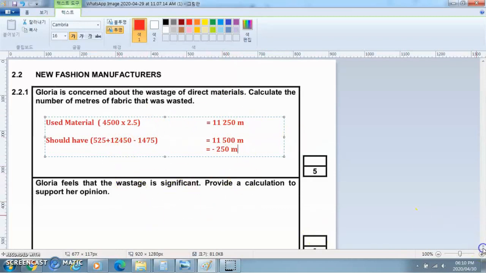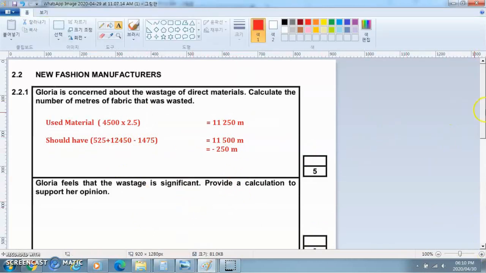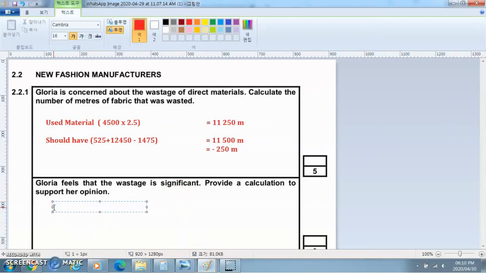Okay, let's do the second one. For B here, they say Gloria feels that the wastage is significant. Provide a calculation to support her opinion. So now we have the 250 meters, multiplied by 2.5 meters. This is actually to see how many dresses we missed out on making, or how many dresses we forfeited by having this wastage.